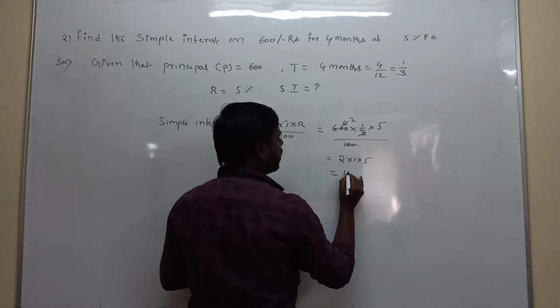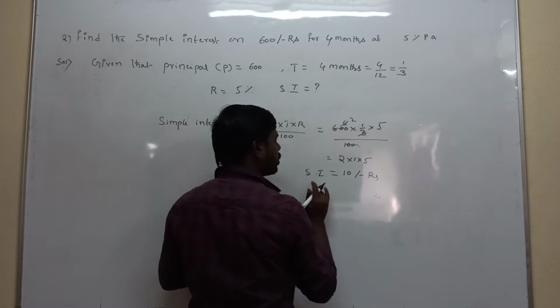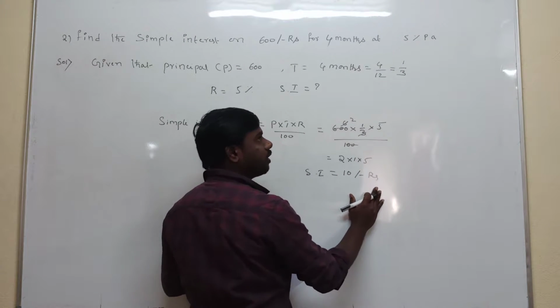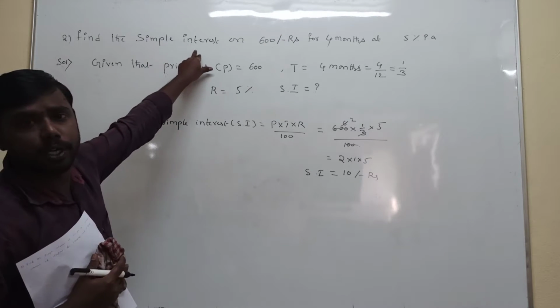2 into 1 into 5, the value is 10 rupees per year. This is the simple interest required. Simple interest per year, how much value are you getting? 10 rupees per year. That is the simple interest value.